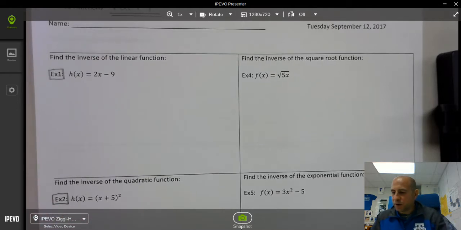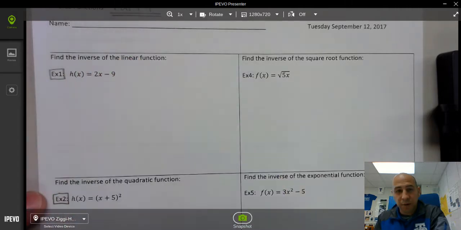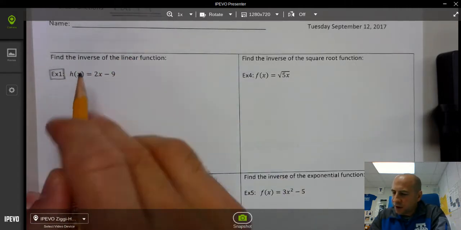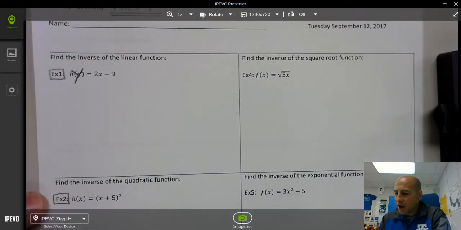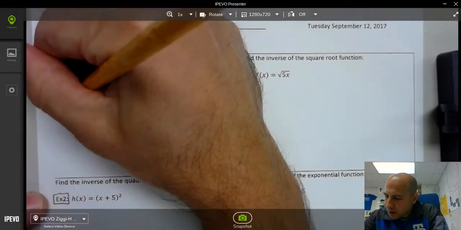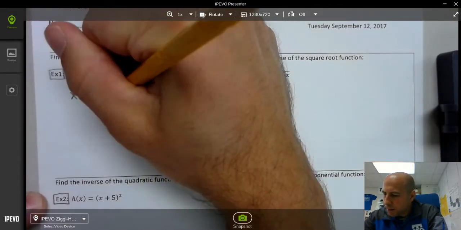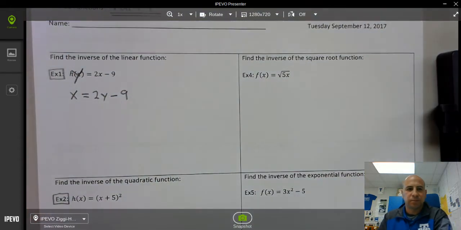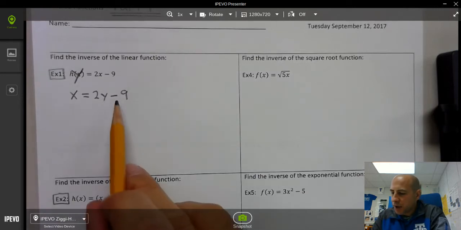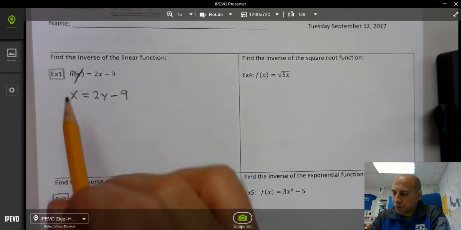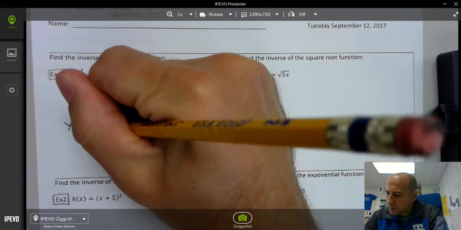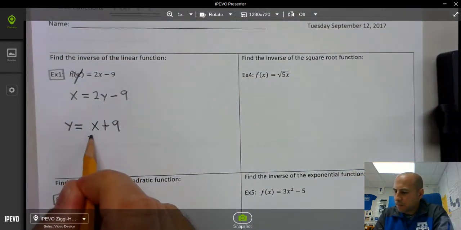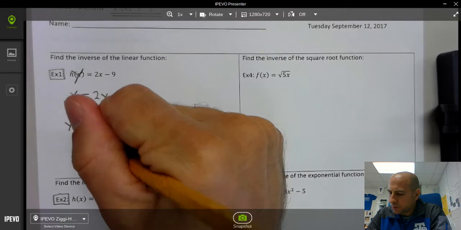It says find the inverse of the linear function. To do that, step 1 is switch the x and y. But before we do that, let's change h of x to y. Now let's switch x and y. So that's x equals 2y minus 9. Now, step 2, we're going to resolve for y. So we're going to add 9 to both sides and divide by 2. So y equals x plus 9 divided by 2.